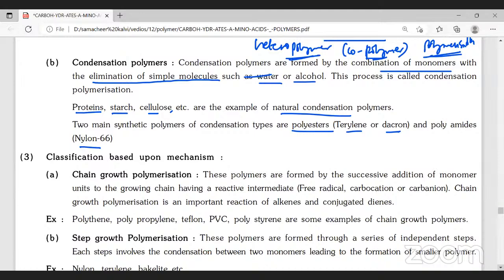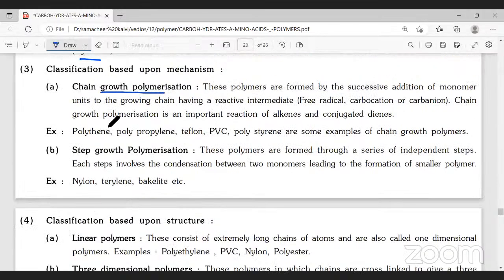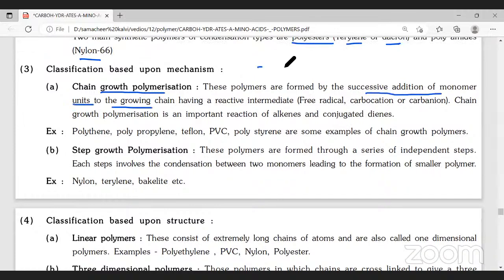Polymers are also classified based on their mechanism. The first one is called chain growth mechanism. Polymers can be prepared by two mechanisms. These polymers are formed by a growing chain. If I have one unit of CH2=CH2, ethene, one more unit can be added here. The pi bond breaks and we get a CH2 link. One more unit can be added, the pi bond breaks again, and this goes on. This process is called chain growth.